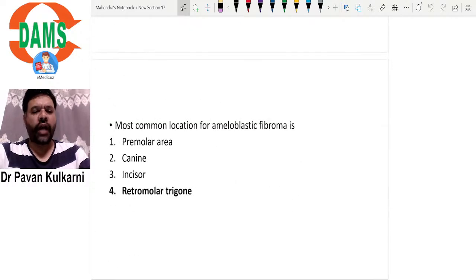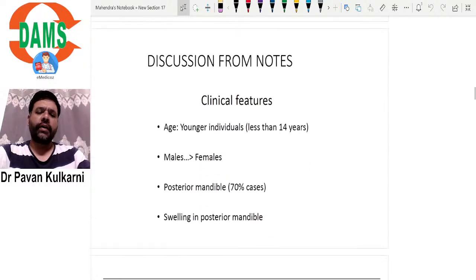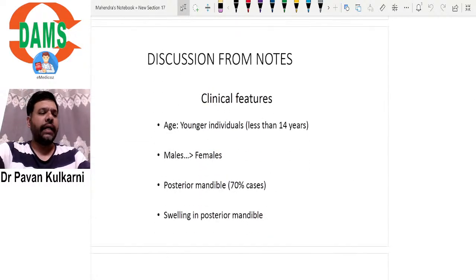The most common location for ameloblastic fibroma: premolar area, canine region, incisor region, or retromolar trigone area. The retromolar trigone area is nothing but the posterior mandible. This was discussed in our notes: ameloblastic fibroma typically occurs in the posterior mandible, with a swelling in the posterior mandible, as in the fourth point.